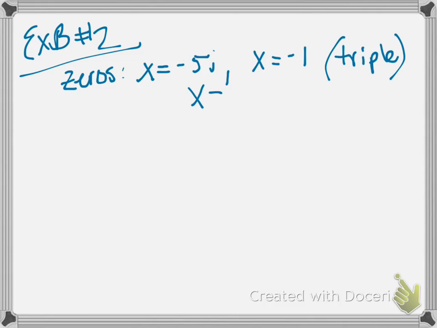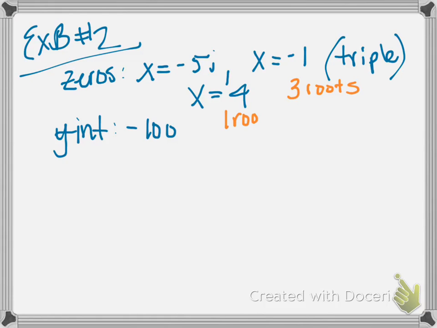And x equals 4. They're telling us the y-intercept is negative 100. Okay, so this is a little bit tricky. First of all, triple root means that I have 3 roots here. I have 1 root here, and it looks like I have 1 root for negative 5i, but this is an imaginary number. And imaginary numbers always come in pairs. Remember what the pair is called?